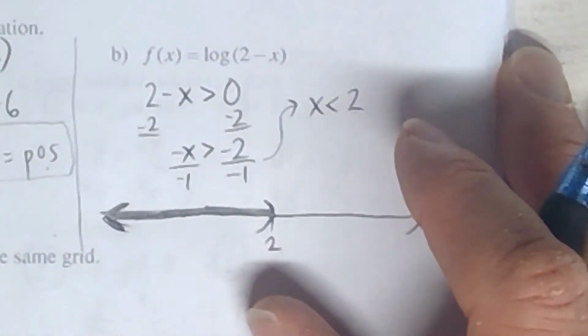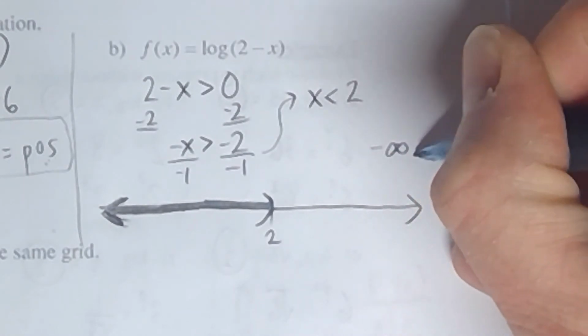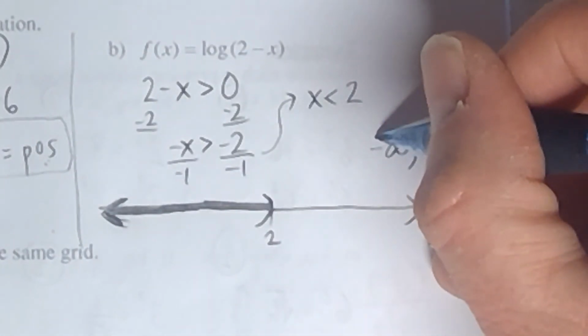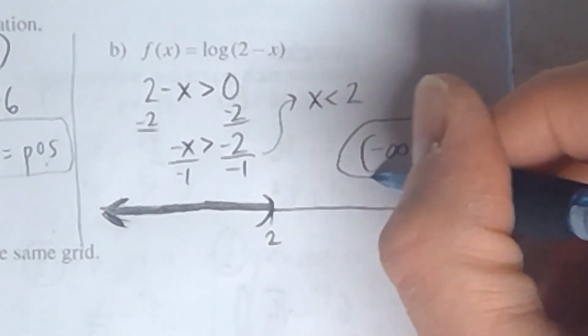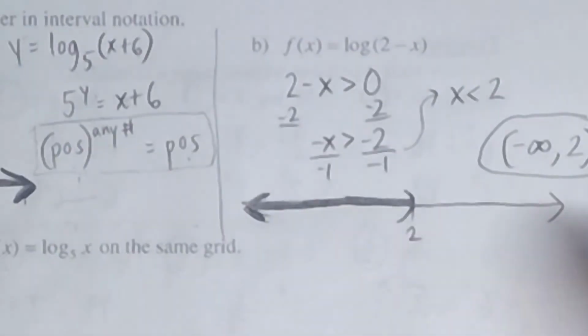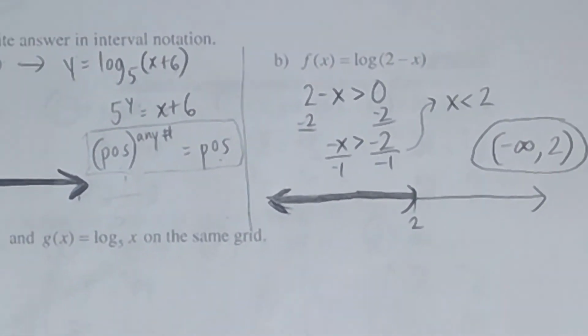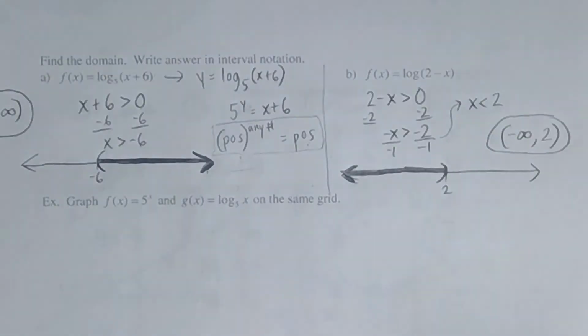So what's the final answer there? The shading starts at negative infinity, and it ends at 2. And so there's your final answer right there with the brackets. Don't forget those. All right. And so that is domain problems when you have a logarithm inside of your function. That's how you want to approach it.